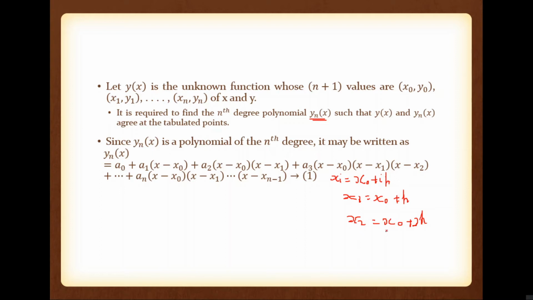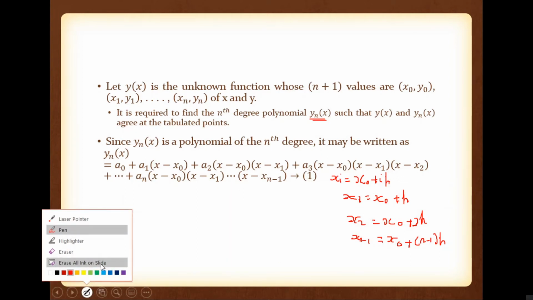So x2 equal to x0 plus 2h means x2 minus x0 is 2h. Similarly, x3 is equal to x0 plus 3h, etc. What about xn minus 1 minus x0, or what is xn minus 1? Xn minus 1 is x0 plus, now what is i? i is equal to n minus 1. So x0 plus n minus 1 into h. Means by using these terms we can replace equation number 1. So we can modify equation number 1 by using these terms, right?